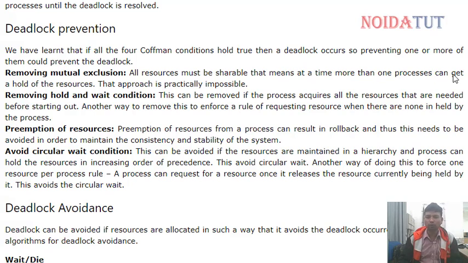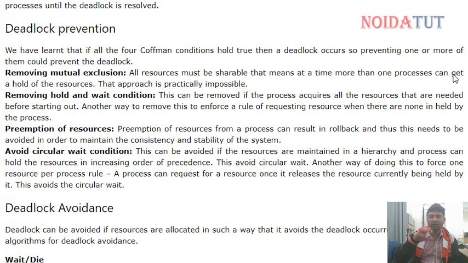Now let us have a look at deadlock prevention. Now we know that if all four Coffman conditions hold true, then a deadlock occurs. So preventing one or more of them could prevent the deadlock. Removing the mutual exclusion means all the resources must be shareable. That means at a time more than one process can get hold of resources. That approach is practically impossible.